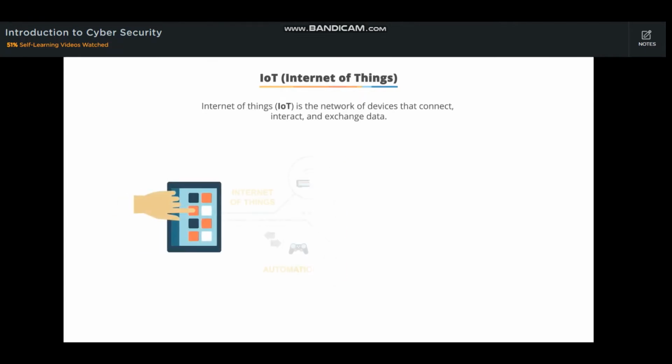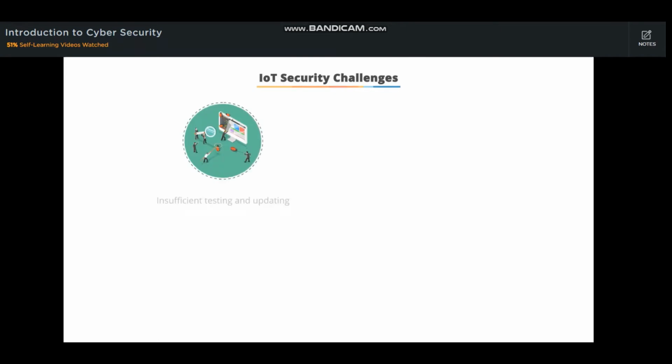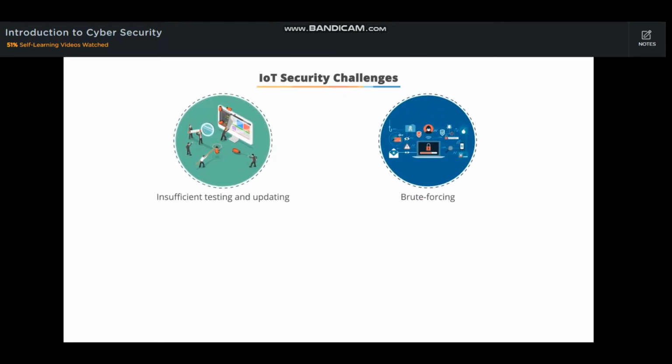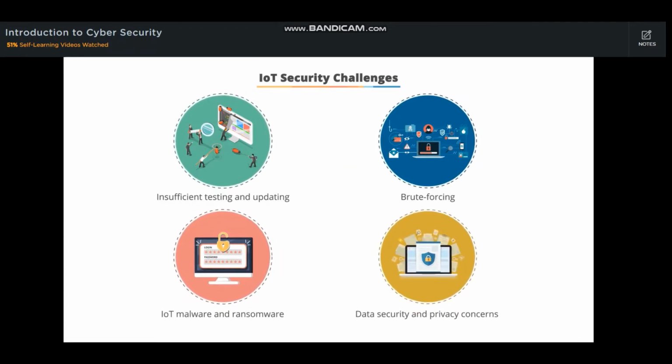Internet of Things. The Internet of Things is the network of devices such as vehicles and home appliances that contain electronics, software, actuators, and connectivity, which allows these things to connect, interact, and exchange data. Internet of Things security challenges: insufficient testing and updating, brute forcing, and the issue of default passwords. Internet of Things malware and ransomware, and data security and privacy concerns: mobile, web, and cloud.